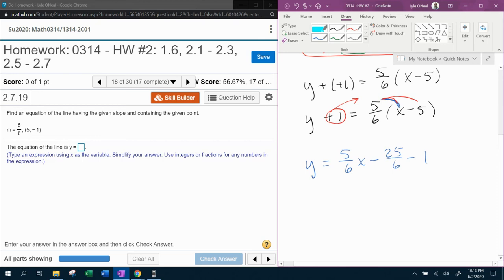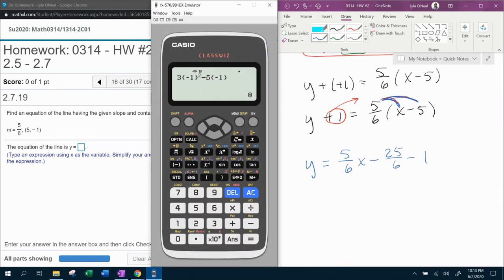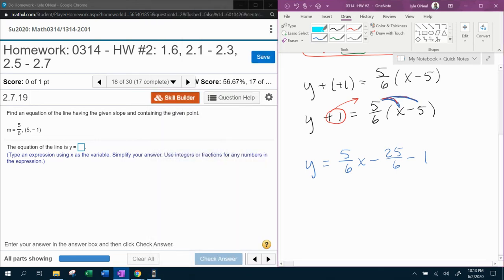And if you're not sure about doing this multiplication here, the 5/6 times negative 5, I highly recommend the calculator. You can type in as a fraction 5/6 times negative 5, and you can verify the negative 25/6, okay? So I highly recommend the use of the calculator. Although that's pretty easy, but this is more exciting.